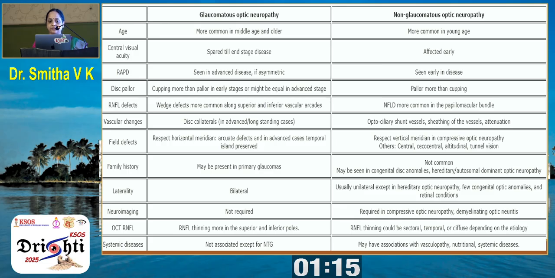Wedge defects, more commonly in the superior and inferior vascular arteries, are seen in glaucomatous optic neuropathy, while NFL defects are more common in the papillomacular bundle in non-glaucomatous optic atrophy. Field defects respecting the horizontal meridian are seen in glaucomatous optic neuropathy, while field defects respecting the vertical meridian are seen in compressive optic neuropathy. Glaucomatous optic neuropathy is usually bilateral, while non-glaucomatous optic atrophy is usually unilateral.